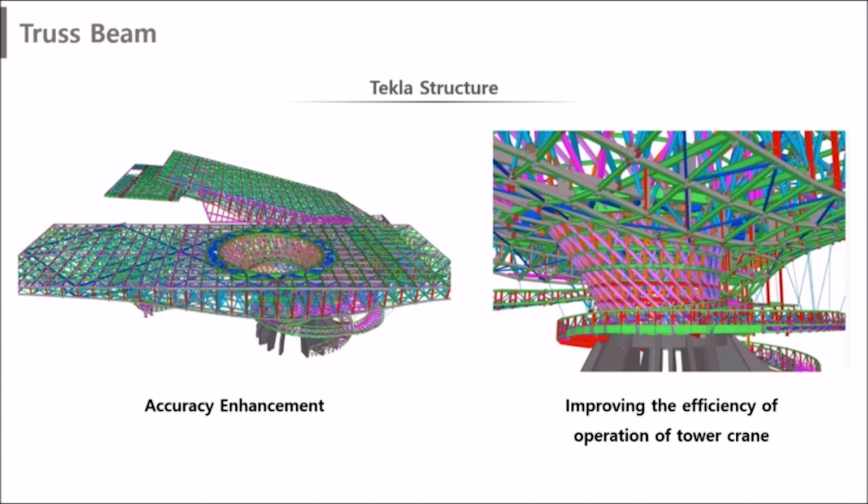We were able to improve the accuracy with minimized errors by inputting accurate data to each member through Tekla 3D modeling. The values of center of gravity from Tekla improved the efficiency of operation of the tower crane in the construction site.